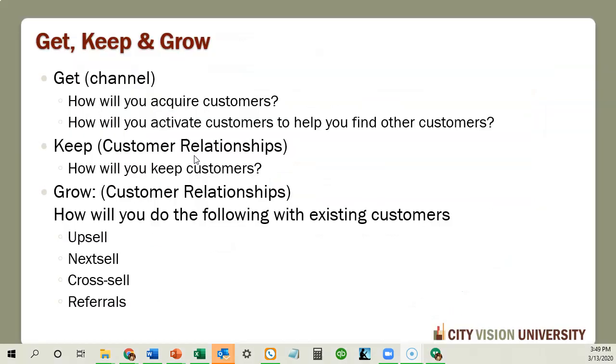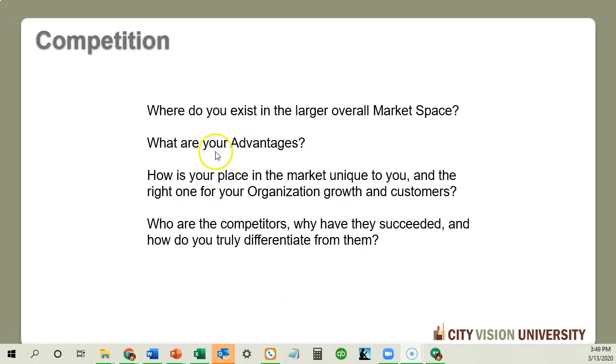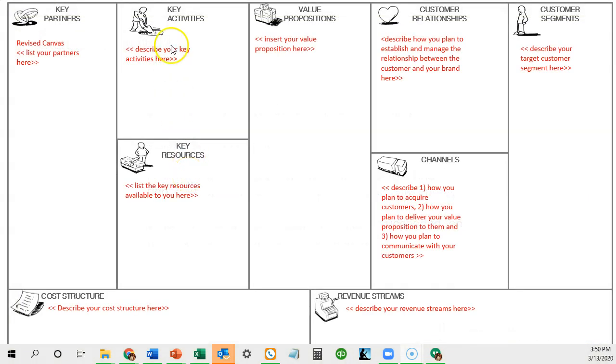So part of what we're going to want you to do is to fill in these elements. How will you acquire? So that's the get. How are you going to keep? How are you going to grow? And then do you have ideas for how you can do these upsell, next sell, cross sell? And then trying to better understand these customers. These are all questions just to do a deeper dive on the customers. And then competition. Who else is there? What's your advantage? So we want you to fill all those out.